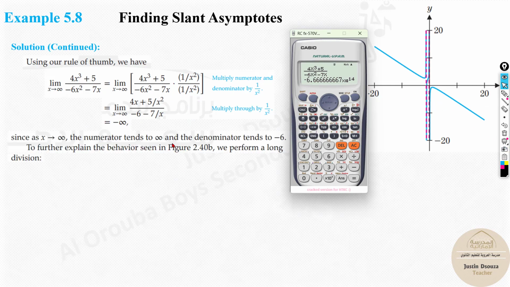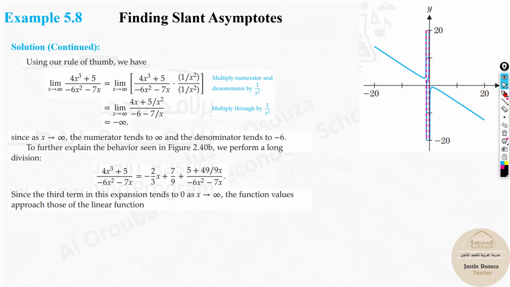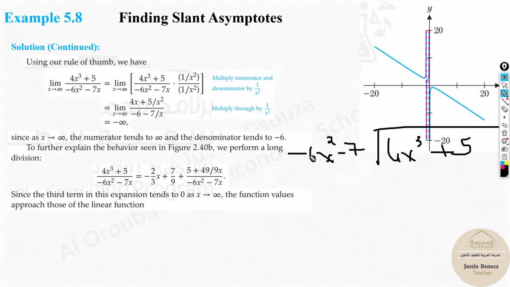Now if you want to check this further to find exactly what the asymptote is, you need to do long division. Now what is long division? I hope you remember which you did in the last grade before synthetic division. It is 4x to the power 3 plus 5, and you need to divide it by minus 6x squared minus 7. Now over here, you need to divide this by this. So it is 4x power 3 divided by minus 6x squared. What is the answer?